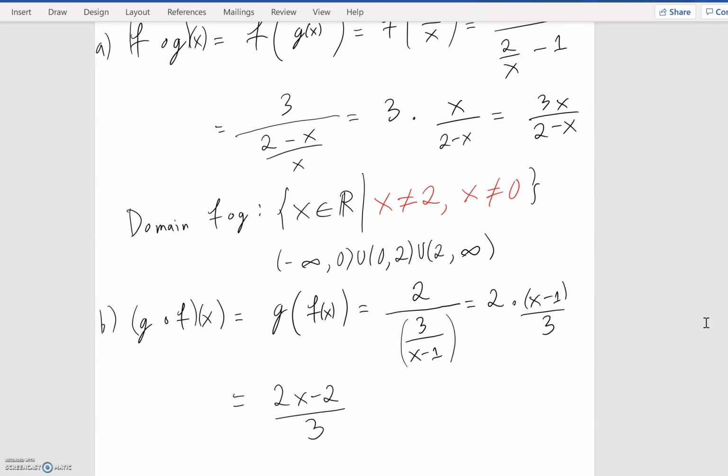So what's the domain of this guy? Your domain has to be all the values of x that won't satisfy the simplified composition. Let me circle this for a second. You can plug in any real number that you want into that final result. So that's not a problem.